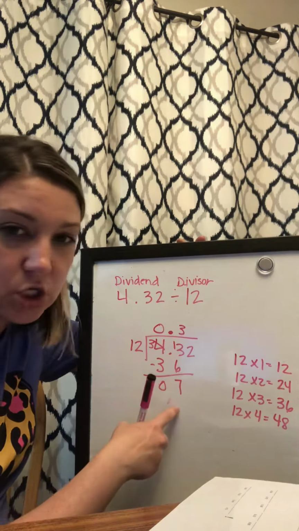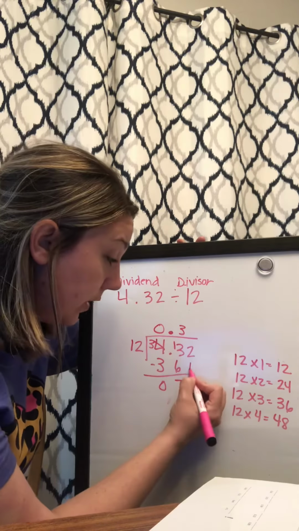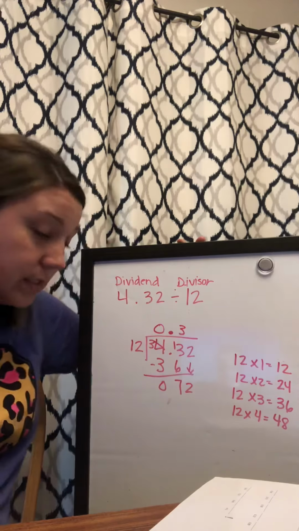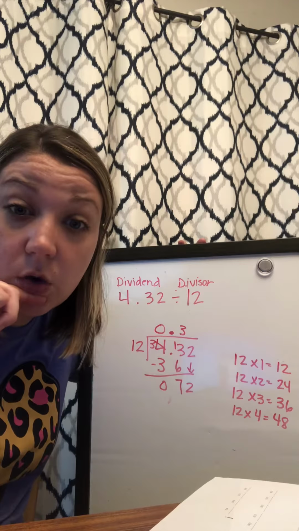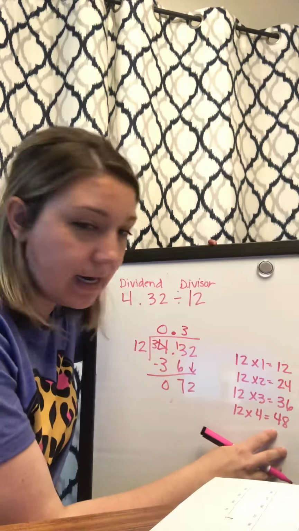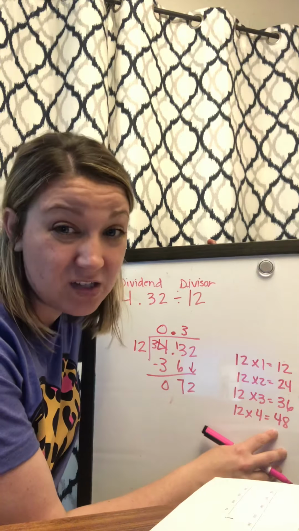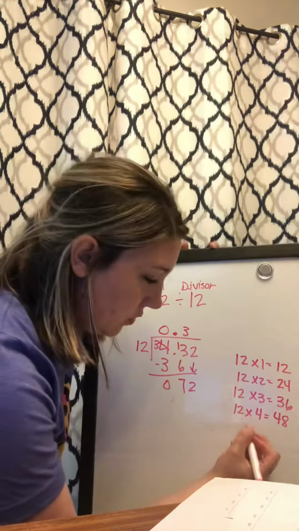So now I'm going to check. Is 7 less than 12? Yes, it is. So now I can bring down my 2, right? So now I have to ask myself, how many times can 12 go into 72? Okay, so I see that I've only done my math facts to 48, so I'm going to keep going just to see if I can get to 72.